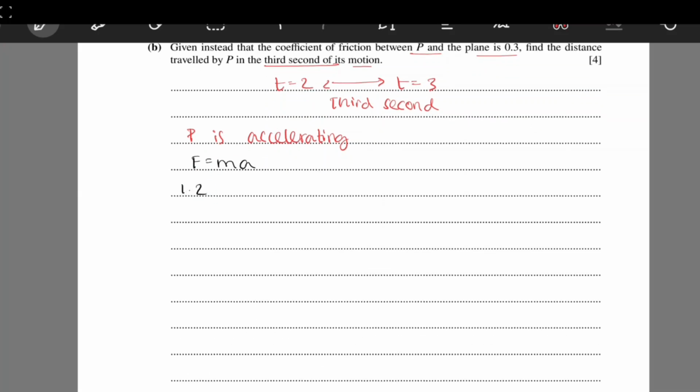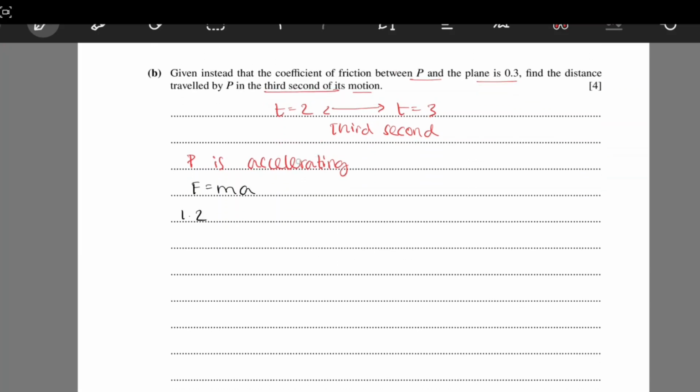The 1.2 Newton force remains unchanged. 1.2 minus the friction. Now the coefficient changed to 0.3, so friction is 0.3 times R. R remains the same, which is 2, equals 0.2 a.